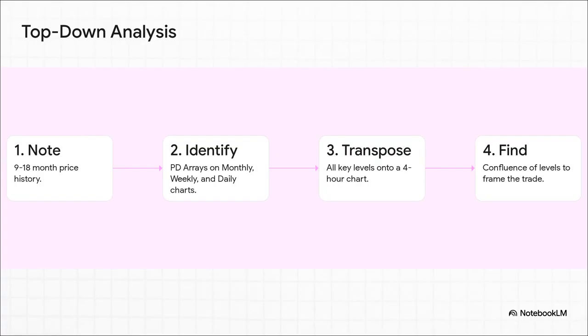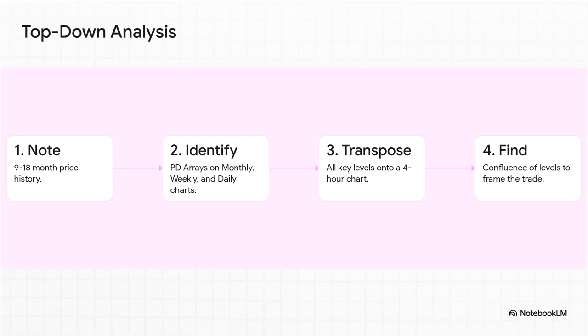So, with all our conditions met, the top-down analysis can finally begin. The process is simple. We identify key price levels, what ICT calls PD arrays, which are things like order blocks or fair value gaps. And we find them on the monthly, weekly, and daily charts. Then we take all of those important levels and we just transpose them onto a single 4-hour chart.